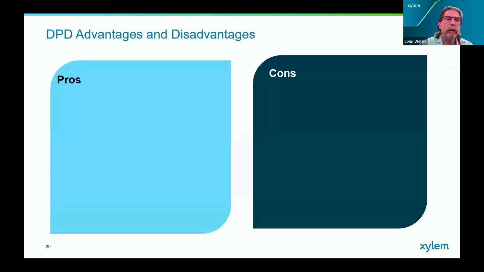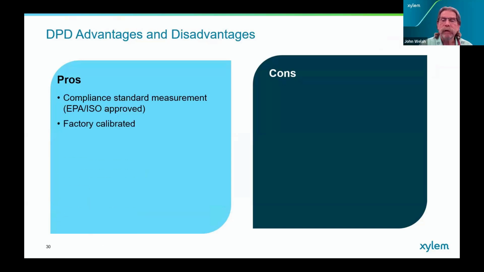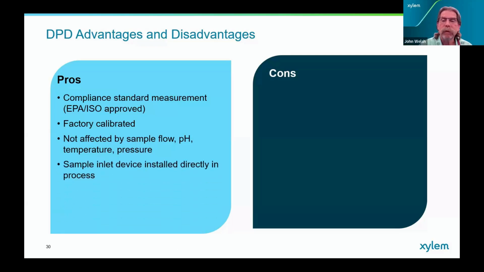Every analytical technique has its pros and cons, and the 3017M and DPD measurement are the same as well. Some of the pros: compliant standard measurement technique for chlorine. It comes factory calibrated and does not require user calibration. It is not affected by the sample's flow rate, pH, temperature, or pressure. It also comes with a sample inlet device that can be installed directly into the process stream. And it has a predictable maintenance schedule.